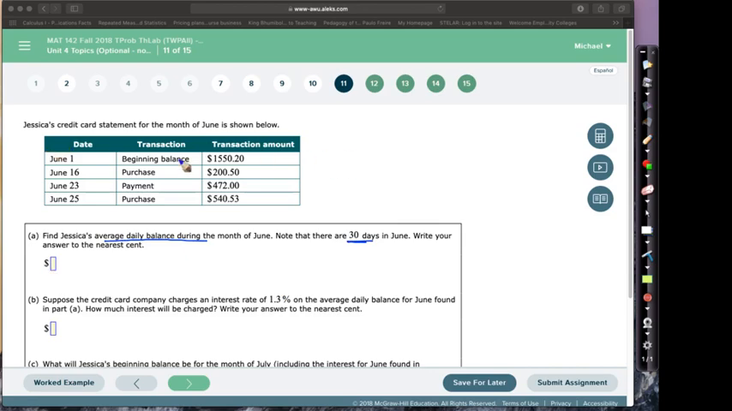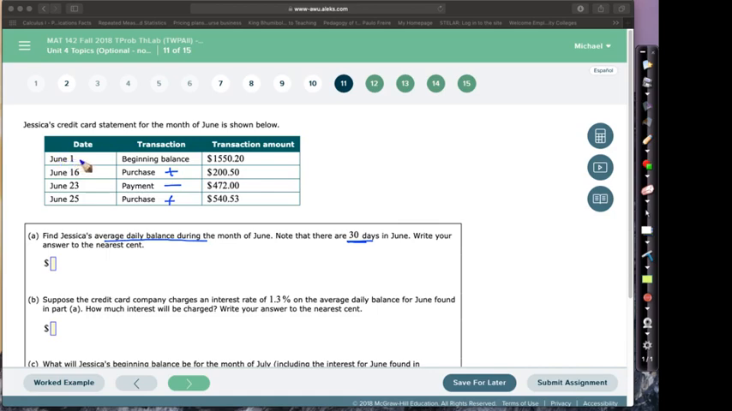So remember, when we do this, we have to calculate how many days. So we've got a beginning balance. When we make a purchase, that's going to get added to this credit card statement. Your purchase will get added. They could also call it a charge, but a purchase or a charge gets added. A payment gets subtracted from the balance because you have a lower balance, and then a purchase will get added.